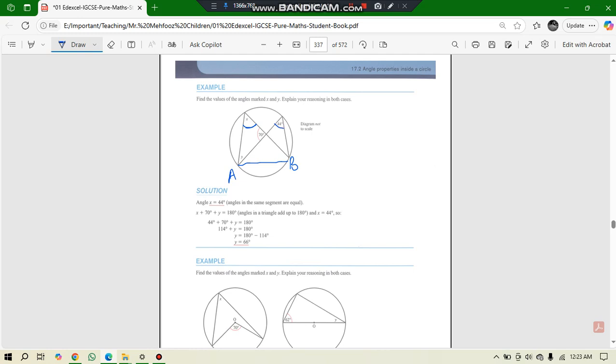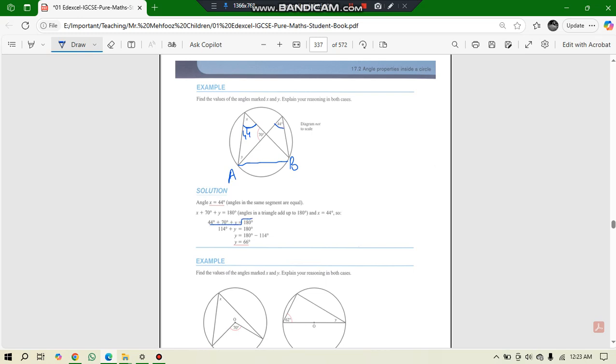Why? Because angles in the same segment are equal, and they are generated by a single chord or a single segment or a single arc. So this is 44. Now you can see that this is a triangle, and all angles in a triangle add up to 180. So it means that 44 plus 70 plus y.